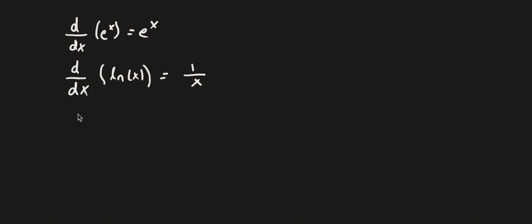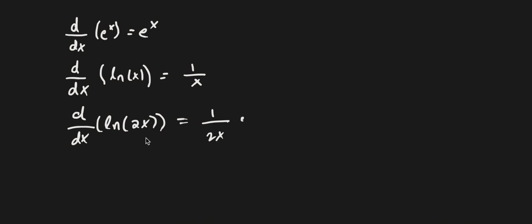Okay, let's look at another one. Let's say that we wanted to differentiate d by dx of natural log of 2x. So this is just going to be equal to 1 over 2x, but remember that's just going to be the outer part, leaving the inner part alone. Multiply this by the derivative of the inside, which is just going to be 2. So this is going to cancel out with this, and this ends up just being 1 over x.